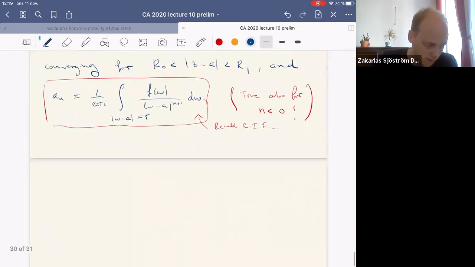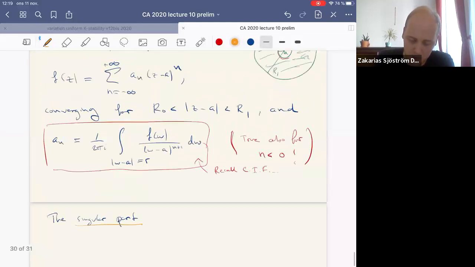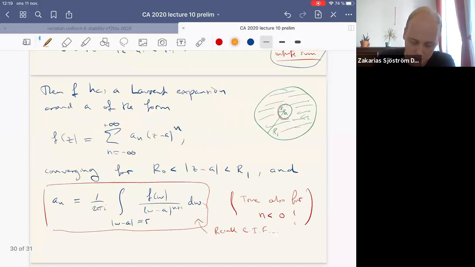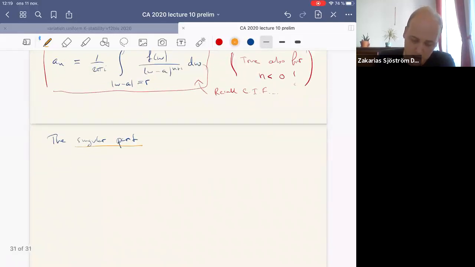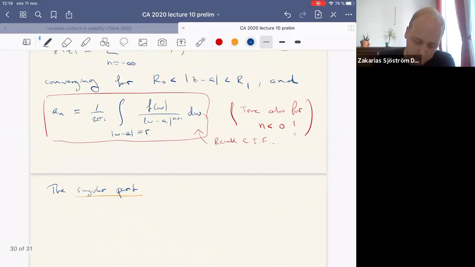And then the statement continues with the following remark on the singular part. So I hope it's clear to everybody what the singular part is now. I never wrote it down formally, but it's the part of the power series expansion which has negative indices. So the singular part, yeah, let me write it, why not? It's this.